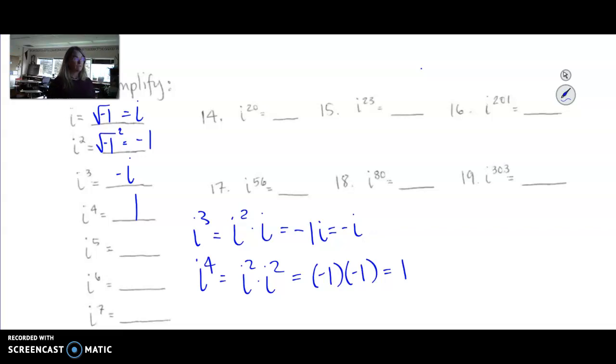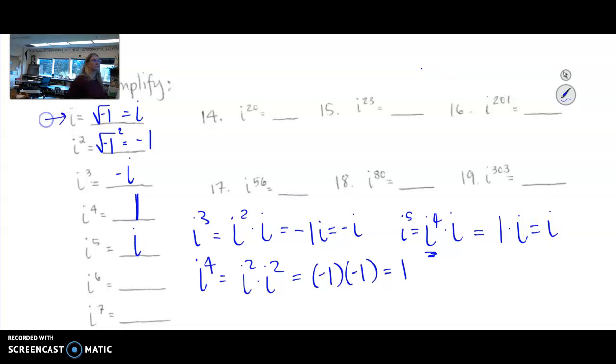Okay, now think about what i to the fifth would be. I to the fifth you can split into i to the fourth times another i. I'm using i to the fourth instead of, say, i squared times i to the third, because i to the fourth is going to make things easy. I to the fourth was 1. So this i to the fifth is 1 times i. So we're back now to where we started with i.